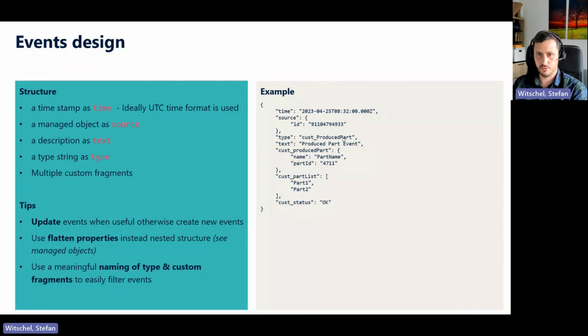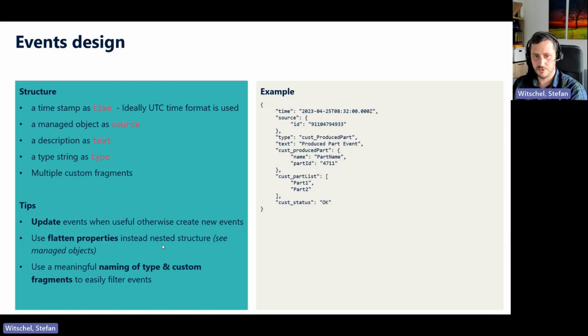Here I have the type c8y_ProducedPart. The text is produced part event, and then it contains the produced part which has been produced. This could also, of course, be an array. It could be a complex object. It really depends on my design and how to use it. But here again, I chose to put them together, and then I have the name and the part ID. I have an array, and then I have just a plain property that the status of the produced part is okay. So this is a totally fine event in the end that I can use.